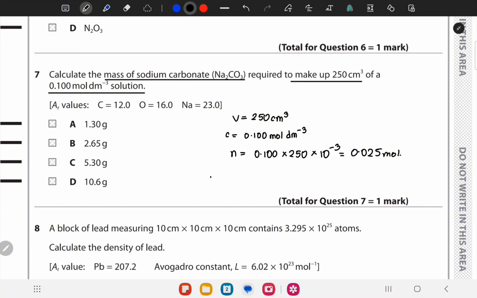If you want to find the mass, it would be the molar mass of Na2CO3 multiplied by the number of moles. The molar mass of Na2CO3 was 23.0 times 2 plus 12 plus 16 times 3, and then you multiply 0.025 with the whole thing.